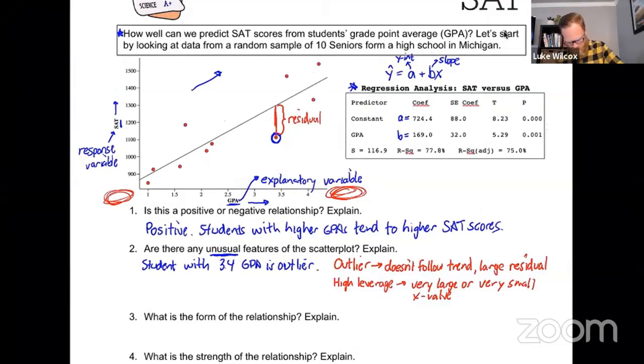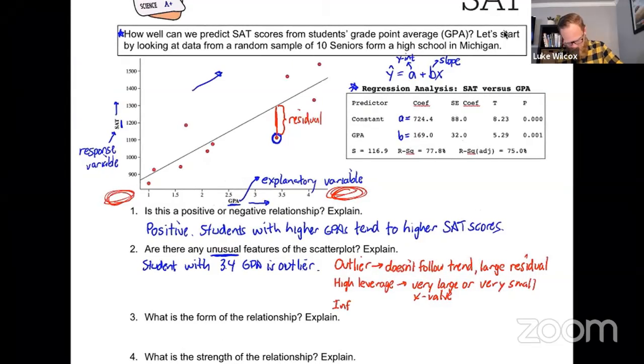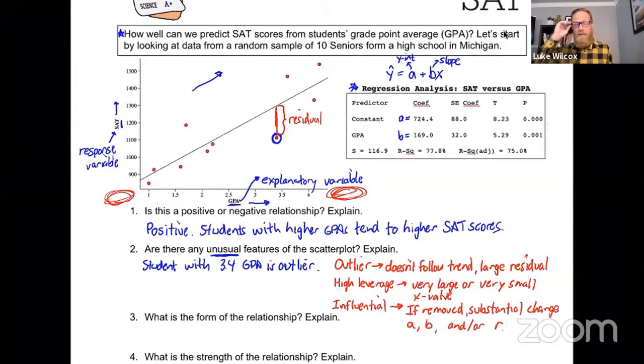Now there's one other vocabulary term that you might need here, and that's to be able to identify a point as an influential point. The definition for influential point says that if you were to remove that point, it would have a substantial effect. So there would be substantial changes to a couple of things. It could have a big change on the y-intercept A. It could have a big change on the slope B, and or the correlation value R. So if removing that one point had a big impact on one of those, we would say that point is influential. And oftentimes an outlier or a high leverage point is also considered an influential point.